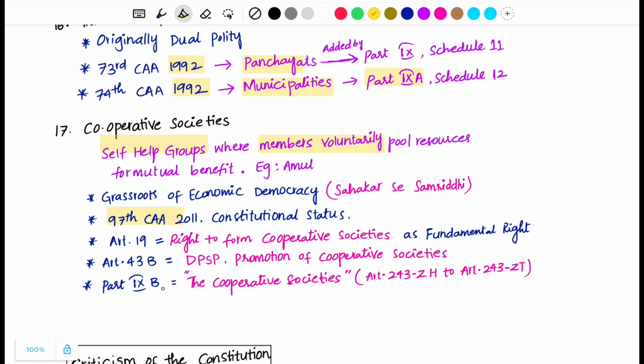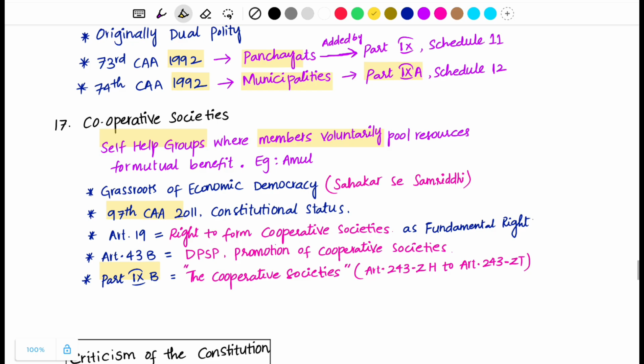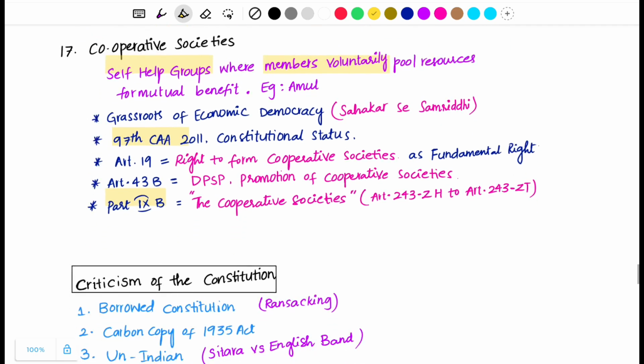Article 43B is a DPSP, Directive Principle of State Policy. It recommends the state to promote cooperative societies. I have already said DPSPs are advisories to the state. So DPSPs ask for the promotion of the cooperative societies. The cooperative societies was inserted in Part 9B. Remember these things, friends. The cooperative societies have a mention in Part 9B. Articles 243ZH and 243ZT are related to the cooperative societies.